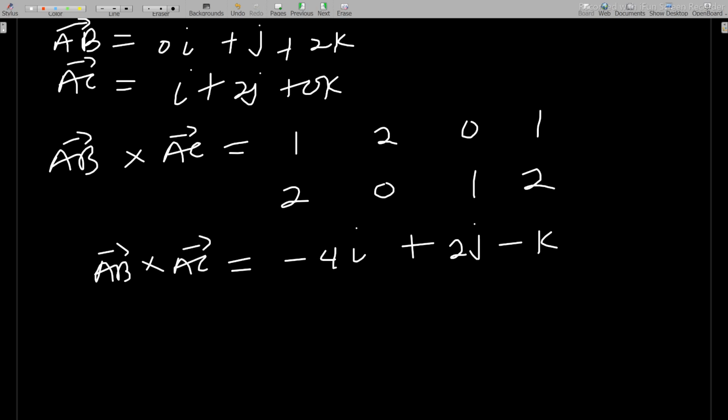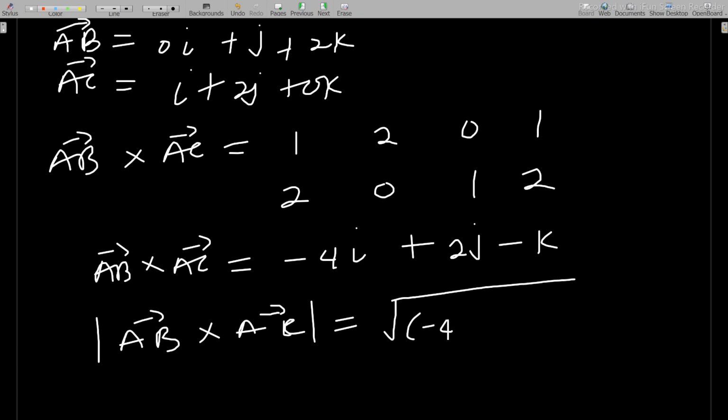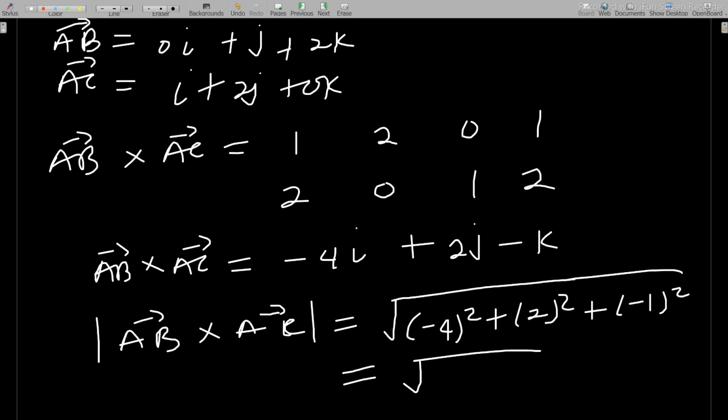Now the actual area is, we need the magnitude of this. So magnitude of AB cross AC will be equal to the square root of negative 4 squared plus 2 squared plus negative 1 squared, and that will be equal to the square root of, let me see, what do I have here? I have square root of 21. I don't know, you have to go through it, and I believe this is right.